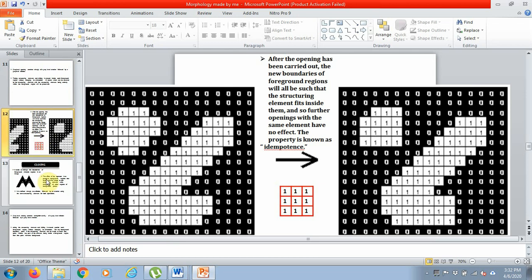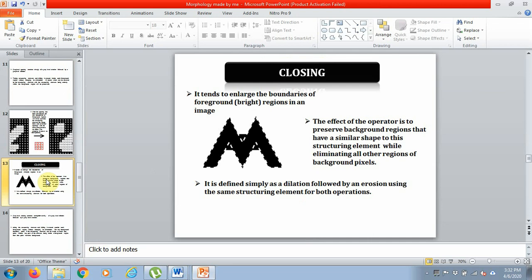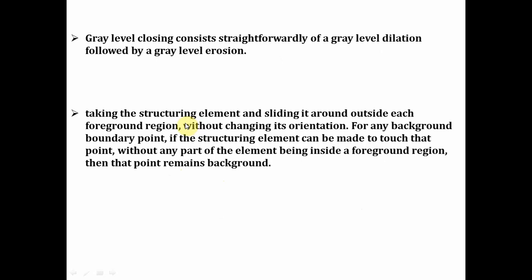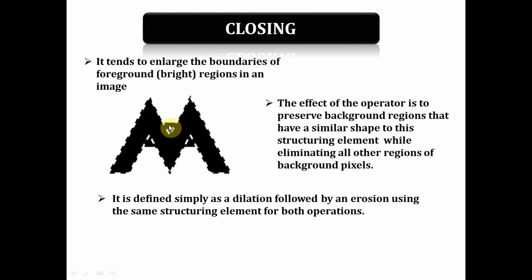Now the next part that we are going to study is closing. Similarly to opening, the closing tends to enlarge the boundary of a foreground. The foreground is nothing but the bright regions in the image. So I can add the extra part to the input image. If you consider the boundary represents the foreground, and beyond the boundary is background, you have added some foreground to the original image.